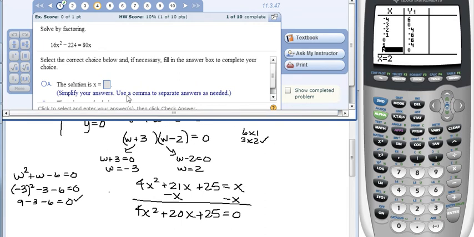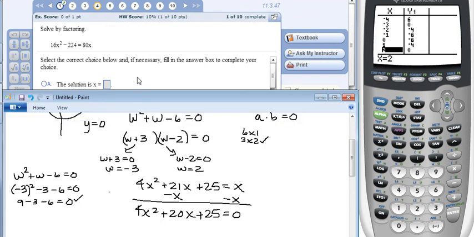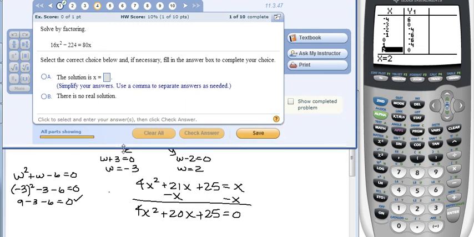Same thing here. We're going to move our 80x over. So I'd have 16x squared minus 80x minus 224 equals 0. Factor, set each piece equal to 0, and solve. All right, let me just pull that down just a little bit.